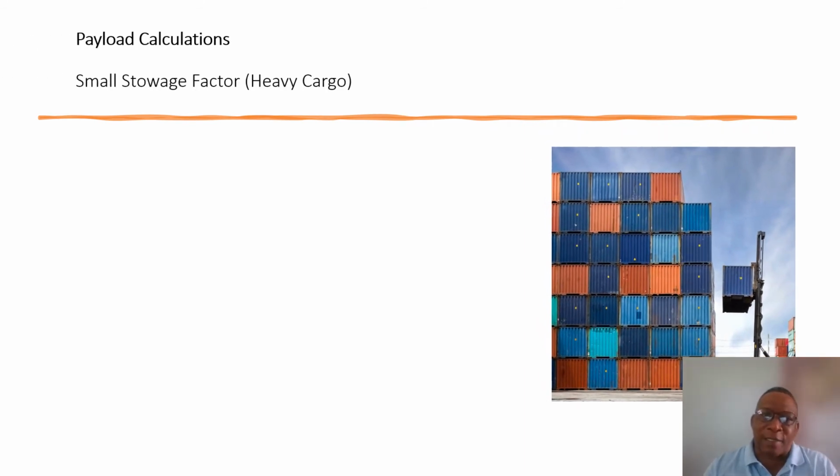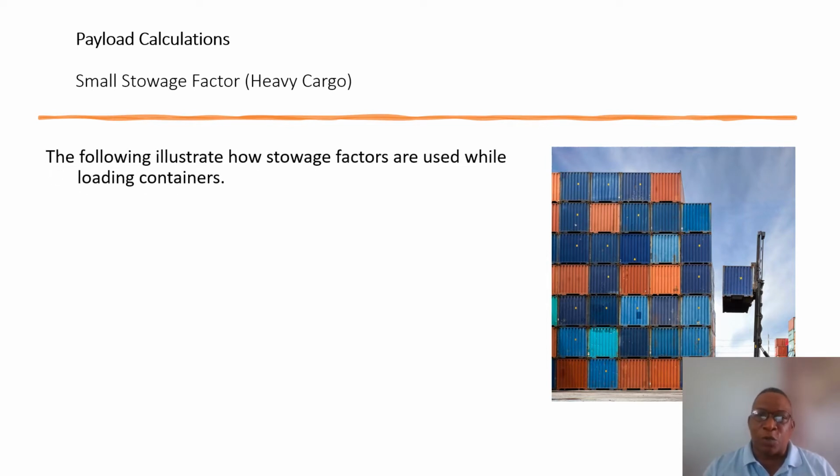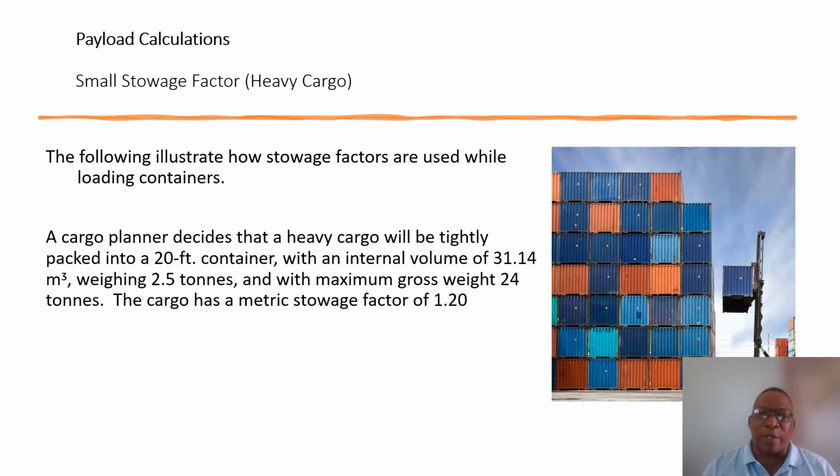Now let us look at small storage factor or a heavy cargo. Remember, in an earlier video, we said that the heavier a commodity is, the less space it will occupy. Therefore, the smaller its storage factor will be. Also, containers are marked with their maximum payload, gross weight, tare weight, and their inside measurements. So the following illustrates how storage factors are used while we are loading a container. Let us look at this example.